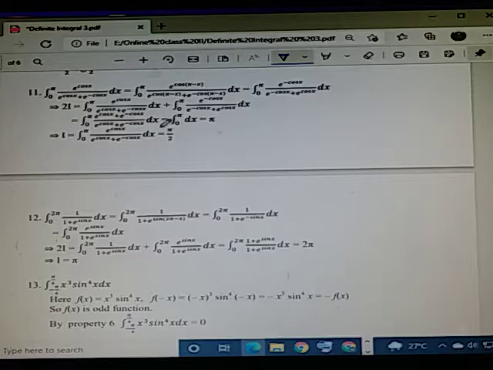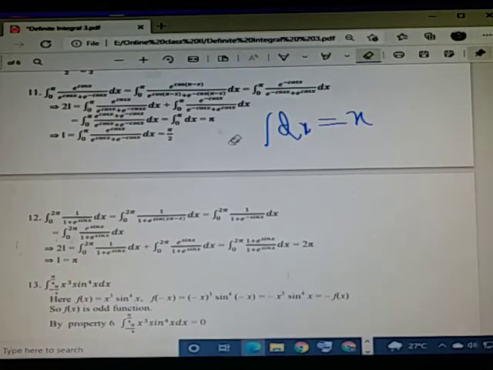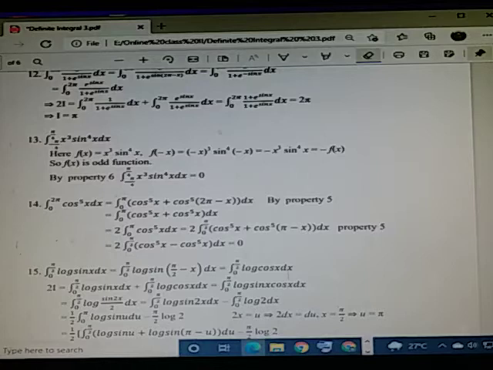So this is equal to integration of 1 into dx, and integration of dx is x. So when we take the limits 0 to pi, it is x from 0 to pi. So the value is pi minus 0, it is pi. So twice I is equal to pi means I is equal to pi by 2. So this is 11. By applying property 4 we have done all these things. Next one is number 12.